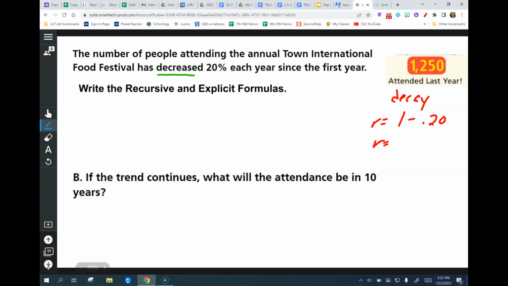Bad choice in math, wasn't it? So we get 0.80. That's what we're going to use for R. And then we're going to write our recursive formula and our explicit formula. So that's R. We know that our initial amount is 1,250. Go, write the recursive and the explicit formula.